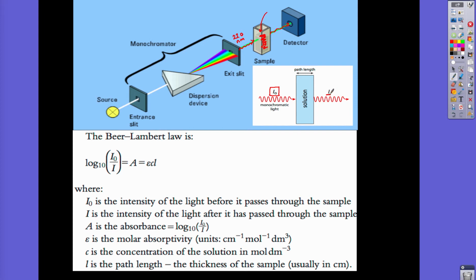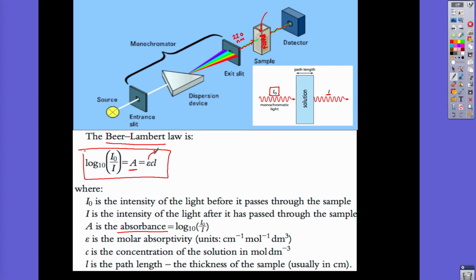I in this case. This is known as Beer-Lambert law, and the equation is given to you in data booklet. So I0 is the intensity that goes through, I is the intensity that comes out, and base 10 of this log is equal to A, which is your absorbance. Now this is also equal to a series of constants.